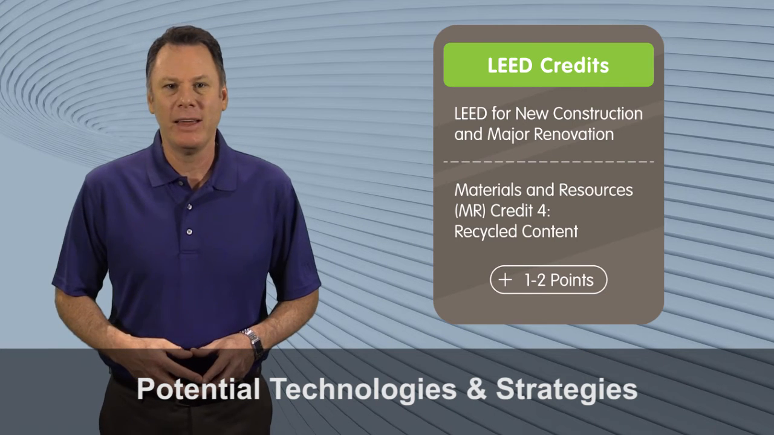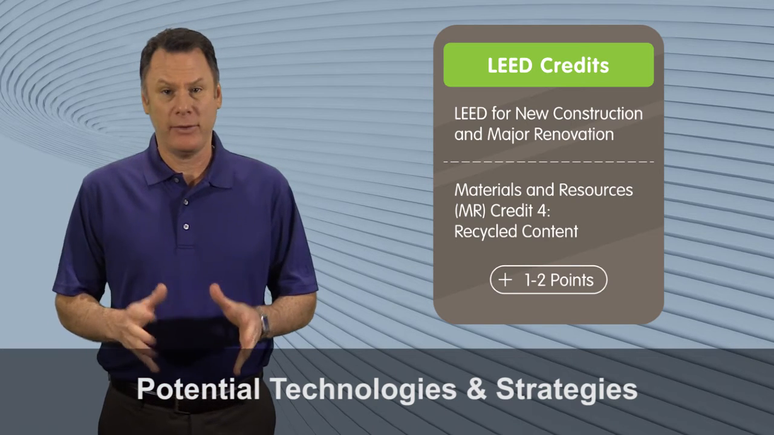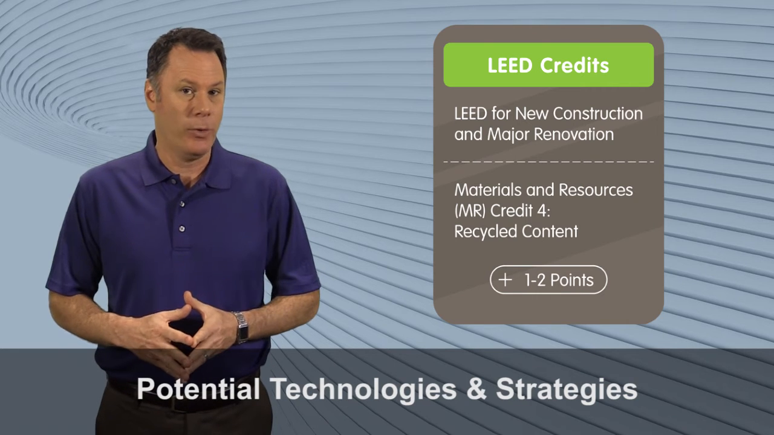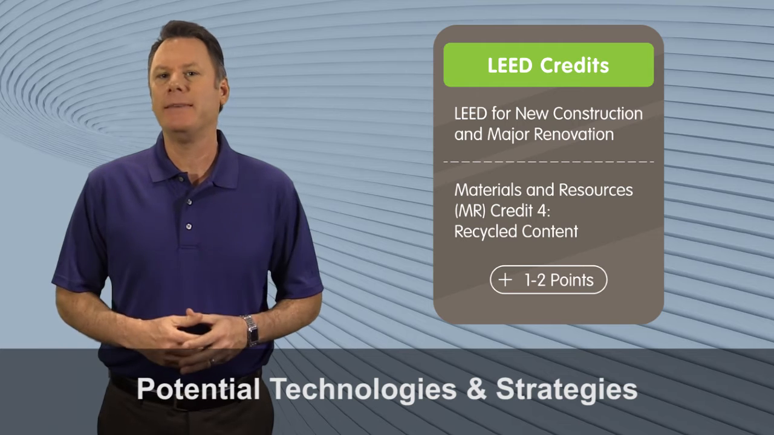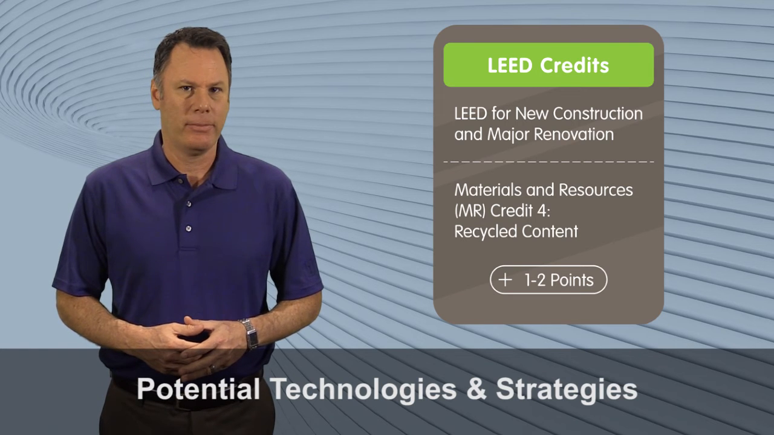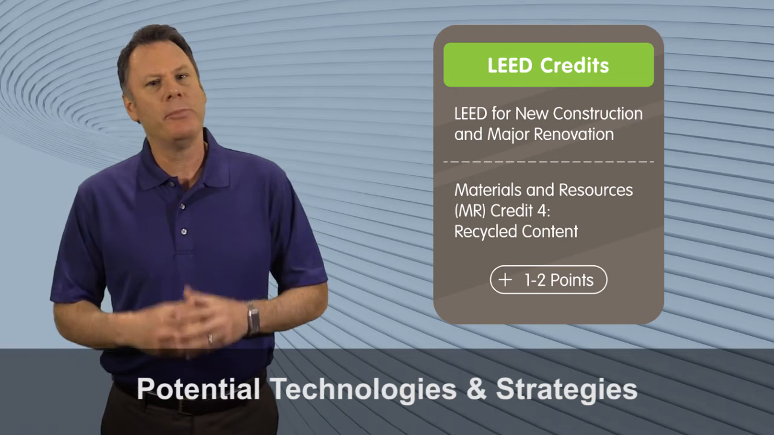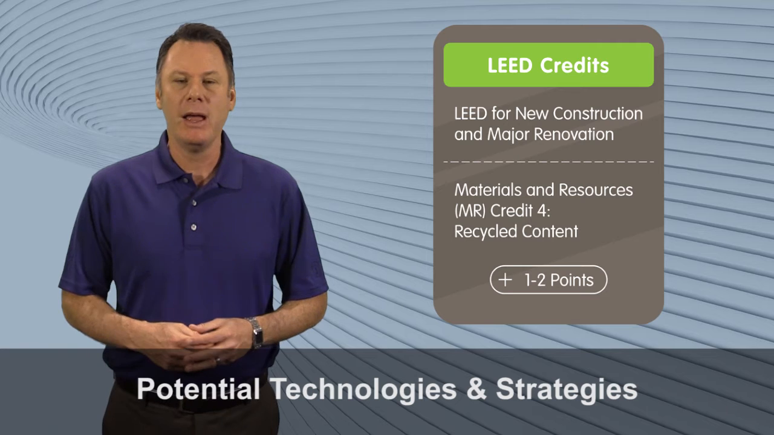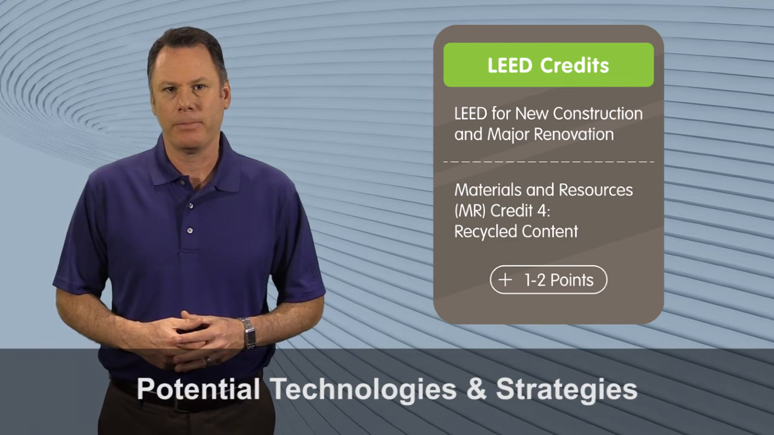Potential technologies and strategies: establish a project goal for recycled content materials and identify material suppliers that can achieve this goal. During construction, ensure that the specified recycled content materials are installed. The recycled content value of a material assembly is determined by weight. The recycled fraction of the assembly is then multiplied by the cost of assembly to determine the recycled content value.